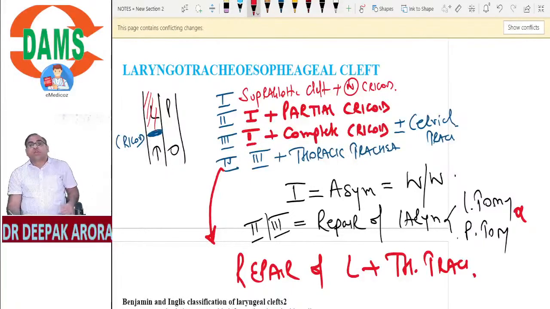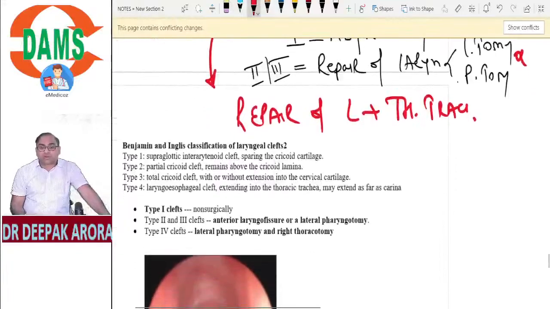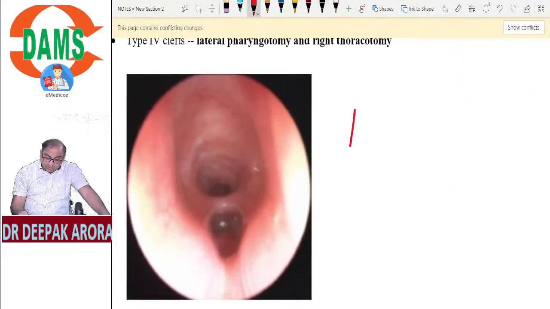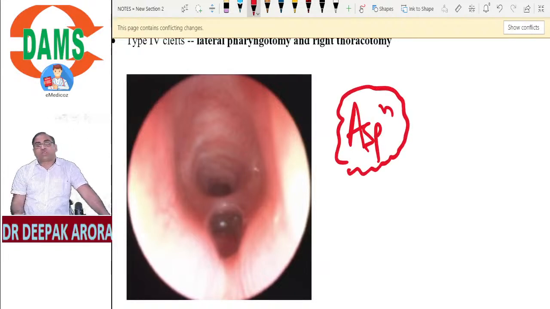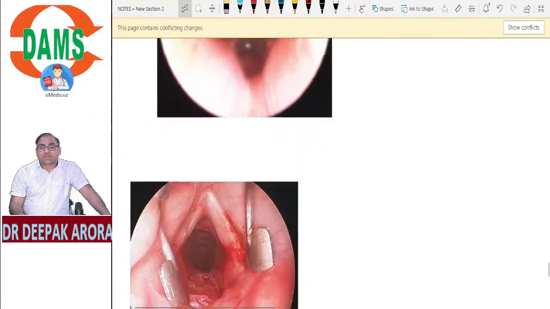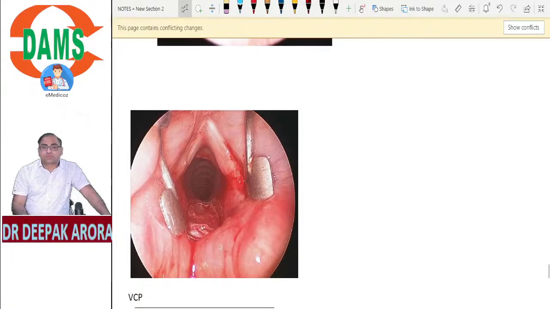This is a laryngotracheoesophageal cleft. I am showing you an endoscopic view. Again, what will be the prime symptom of this patient? The prime symptom of this patient will be aspiration. Done. Coming to the next segment after learning all these basic points.